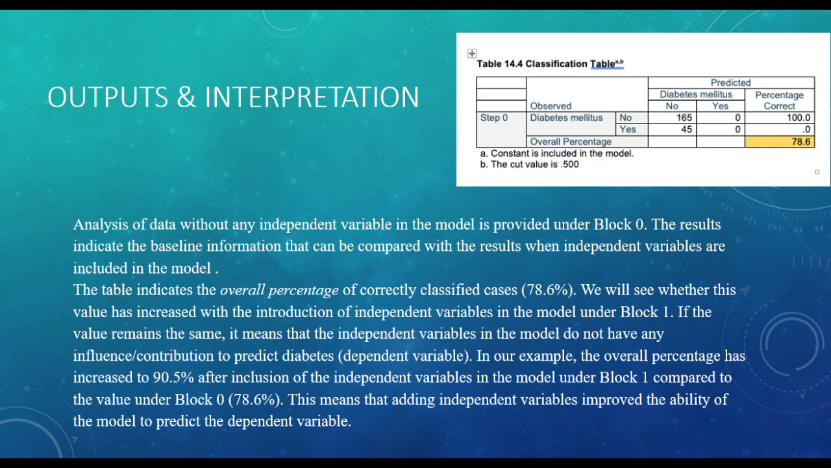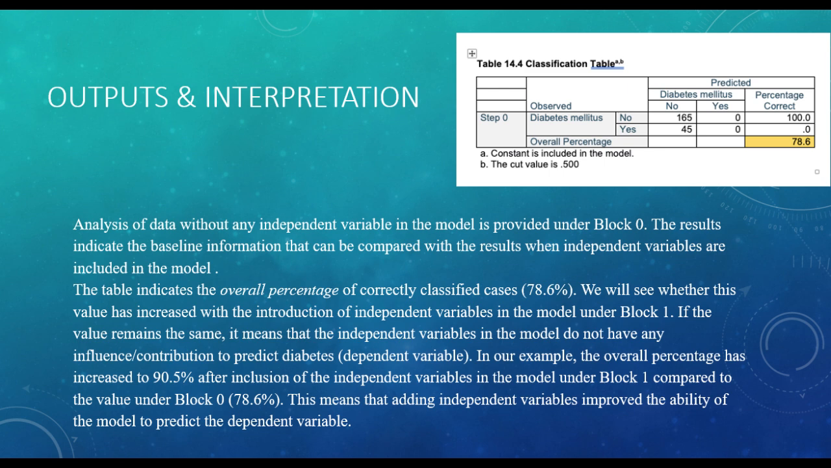Outputs and interpretation. Analysis of data without any independent variable in the model is provided under Block 0. The results indicate the baseline information that can be compared with the results when independent variables are included in the model. The table indicates the overall percentage of correctly classified cases, 78.6%. We will see whether this value has increased with the introduction of independent variables in the model under Block 1.